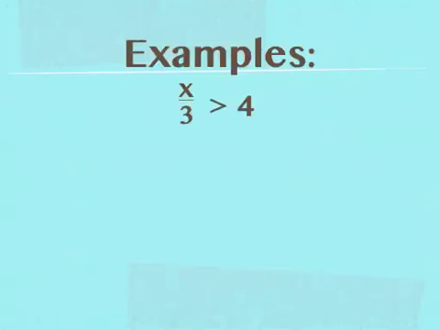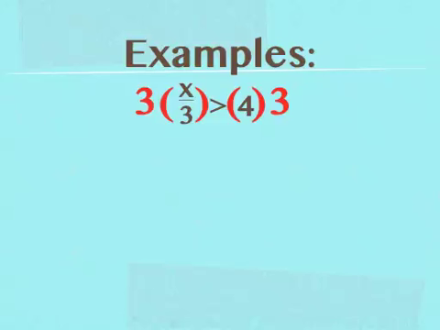Some examples of one-step inequalities with multiplication and division. The first example is x divided by 3 is greater than 4. I need to do the inverse or the opposite of dividing by 3. The opposite of dividing by 3 is multiplying by 3, and whatever you do to one side, you have to do to the other side of your inequality.